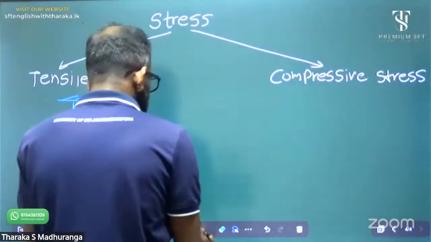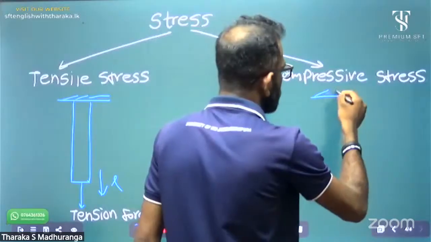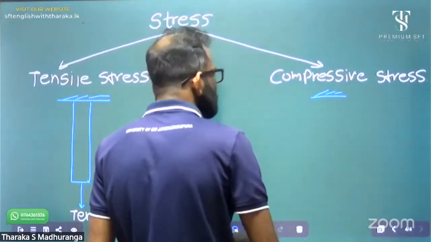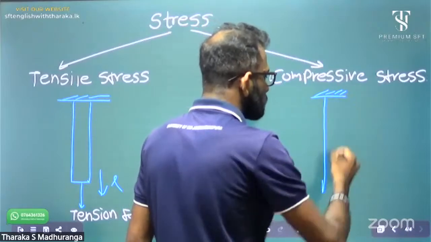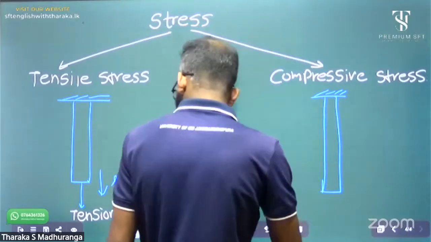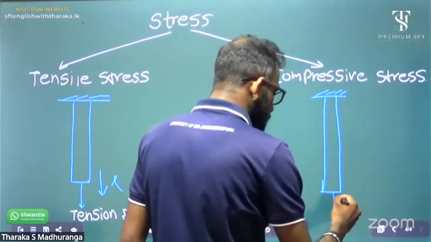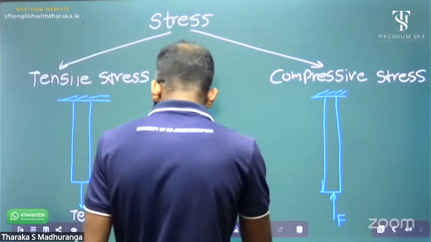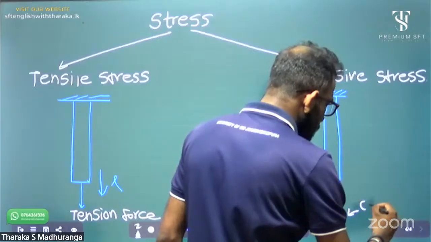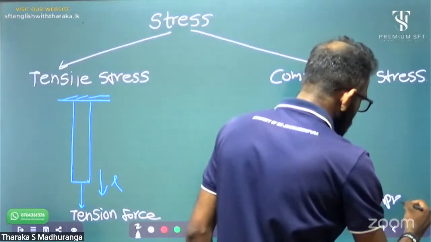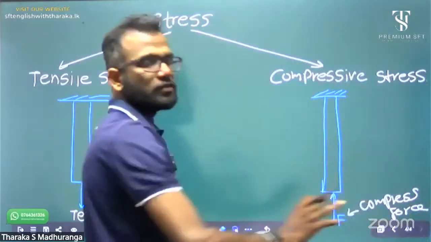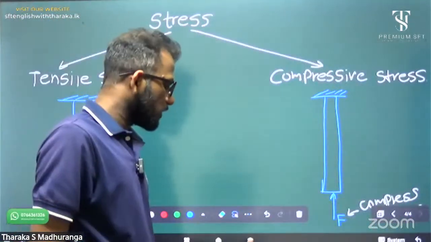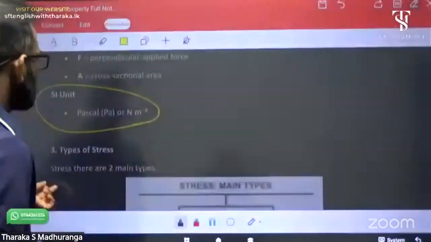The compressive stress means the stress on an object while decreasing the length due to compressive force, like this. This is the force we call the compressive force. Okay, that's the only difference. The equations are the same.